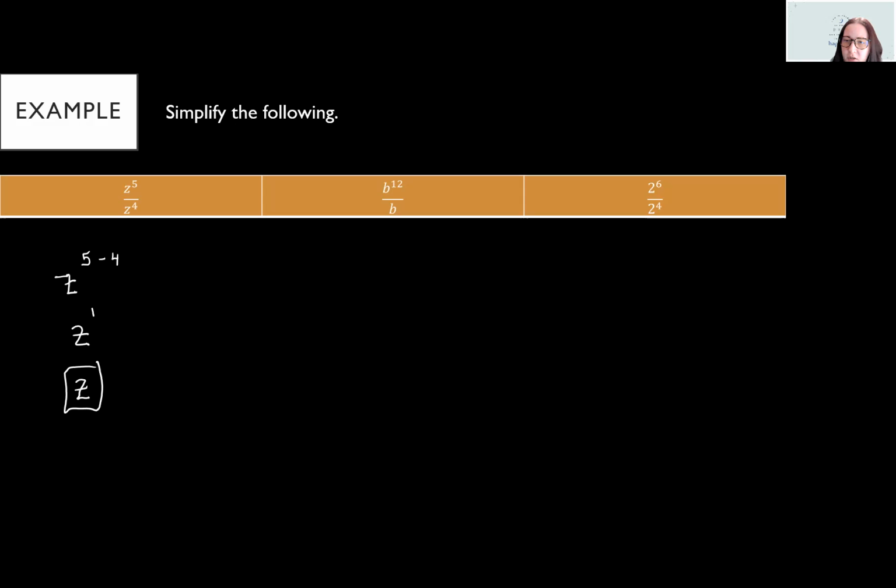In the middle, we have b to the 12th over b. So if you have a variable without an exponent, you can always write it as a 1. So we have b to the 12th over b to the 1. So when you're subtracting your exponents here, you're doing 12 minus 1. So this is equal to b to the 12 minus 1 in the exponent, which gives us b to the 11th. So if there's no exponent, it's not a 0, it's treated as a 1 for the exponent.